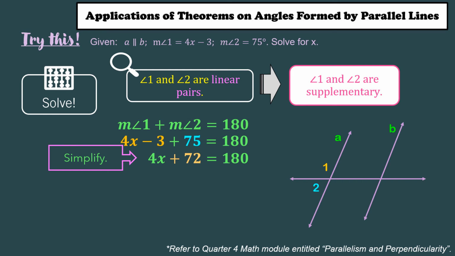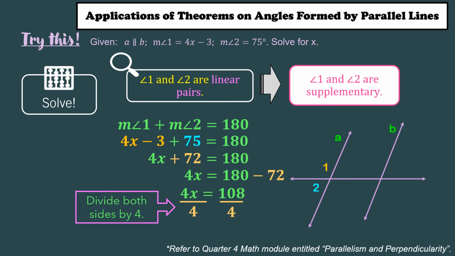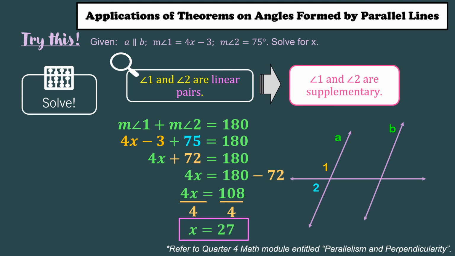To keep only terms with the variable x on the left side of the equation, we transpose 72 to the right side to keep all constant terms on the right side of the equation. We simplify 180 minus 72 to get 4x equal to 108. Then, to eliminate 4 from 4x, we divide both sides of the equation by 4 to get the final result, which is that x is equal to 27.